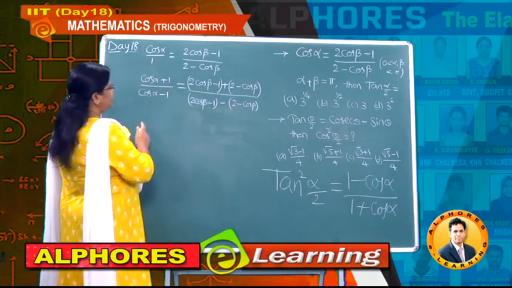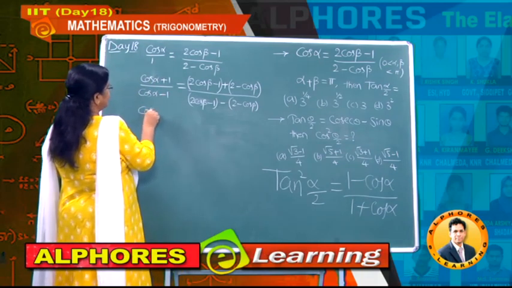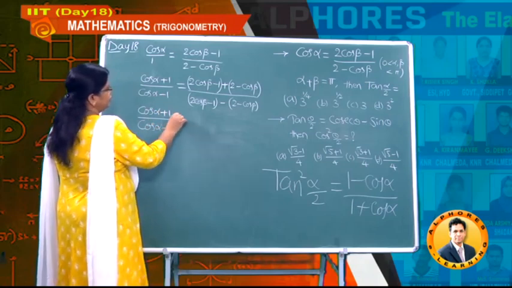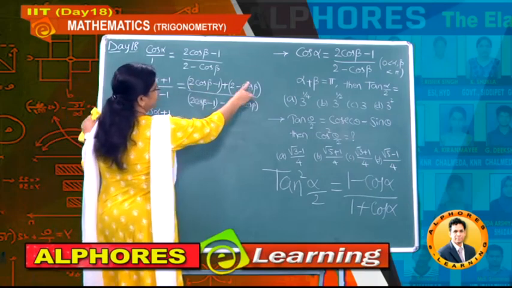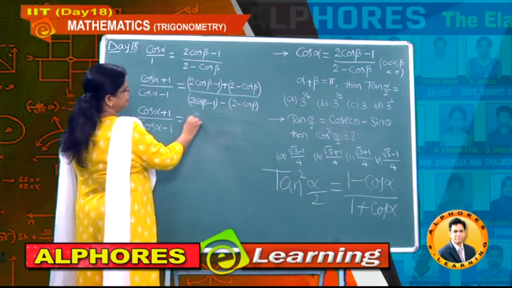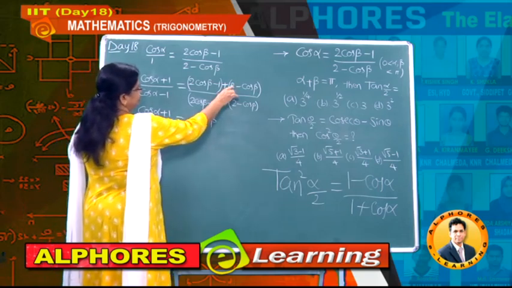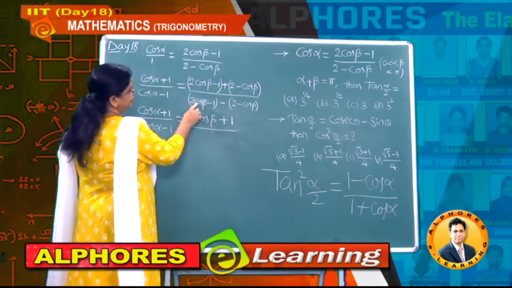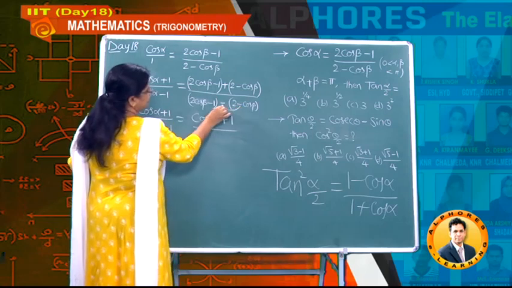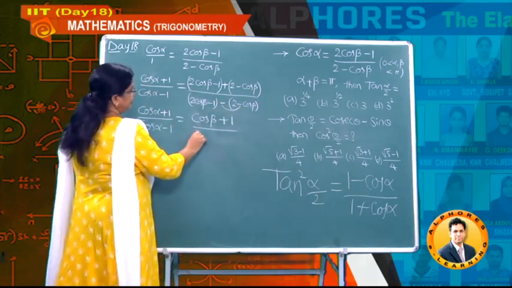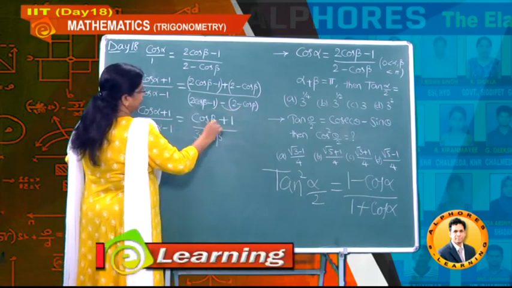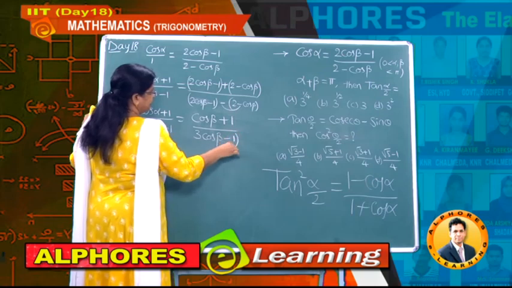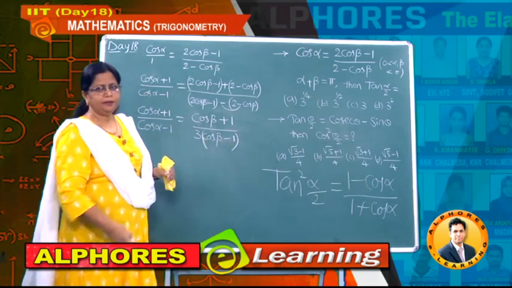Now I am taking the first numerator: cos alpha plus 1 divided by cos alpha minus 1. Now observe here, students, 2 cos beta minus cos beta is nothing but cos beta, and plus 2 minus 1, so it is plus 1. Divided by, on this side you get 2 cos beta plus cos beta, therefore it will become 3 times cos beta, and again minus 1 minus 2, therefore it is minus 3. So let us do it like this, understand here.